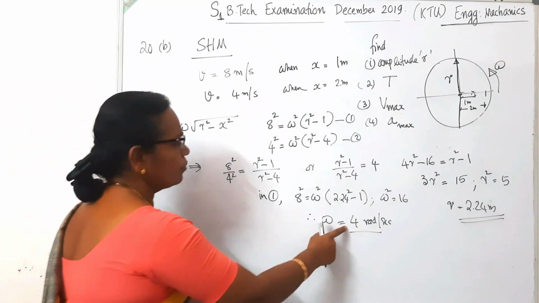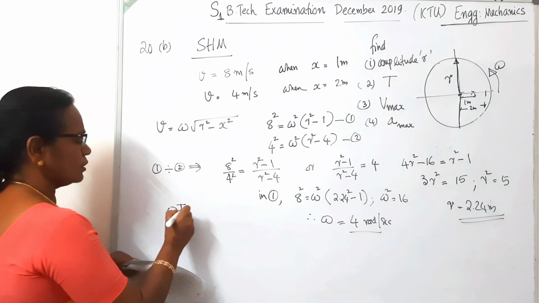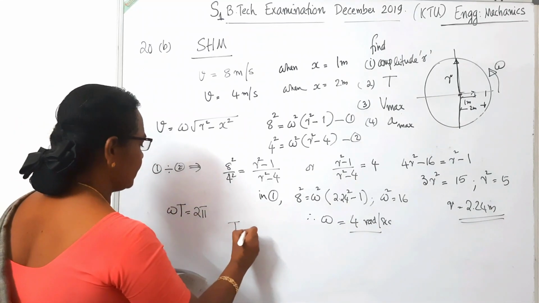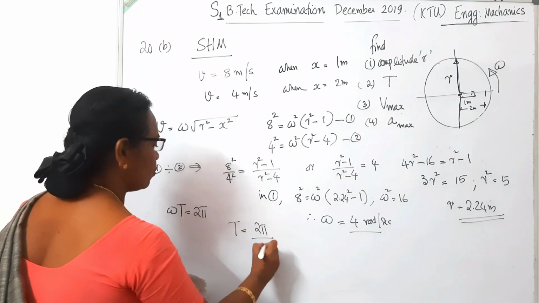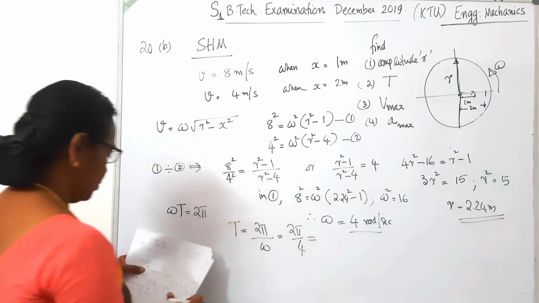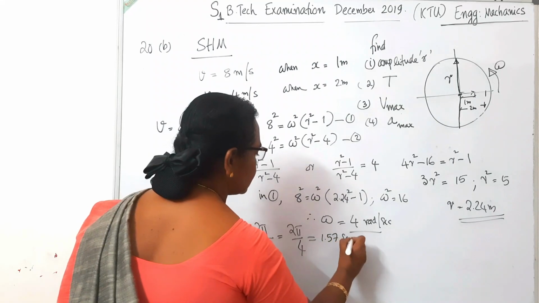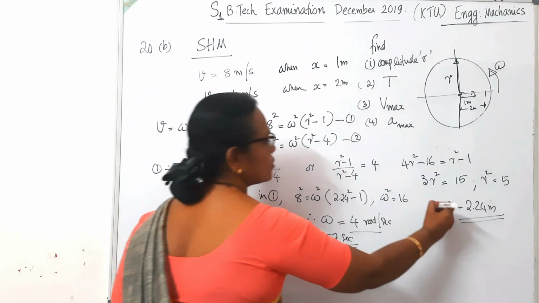Once we get omega, we can get the period. Omega, the angular velocity, into time is equal to 2 pi radians, or T, the time period, is equal to 2 pi by omega. So 2 pi divided by 4 works out to 1.57 seconds. So the second question is answered. The first question is answered.